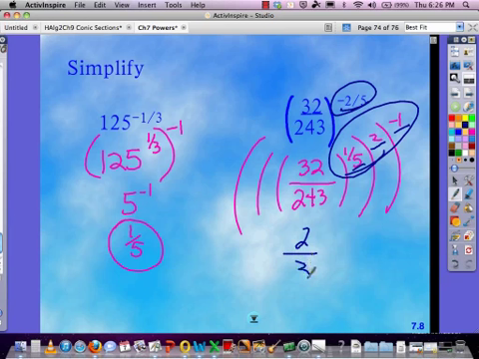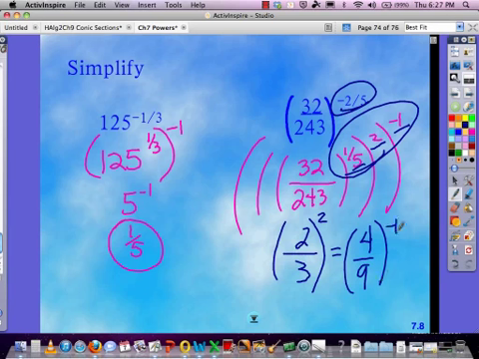So fairly quickly, you can get that the 5th root of 32/243rds is 2/3. Now you got to square it. You can square both of those fairly quickly. And then last but not least, reciprocal. Flip me. And your final answer had better be 9/4.